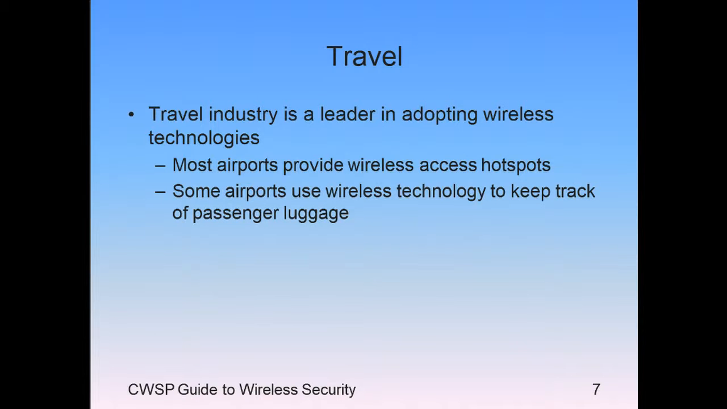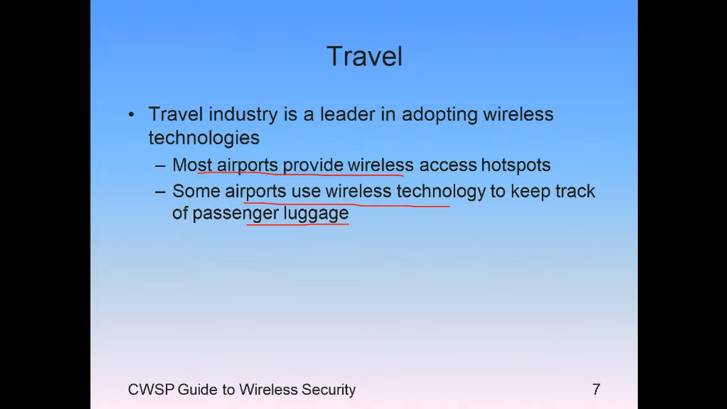Travel industry, they've done this for a long time, and we've already referred to some of what goes on in the travel industry. Airports, wireless access hotspots. Airports use wireless technology to keep track of passenger luggage so that we know what goes on. The airplanes themselves are offering wireless access in flight.